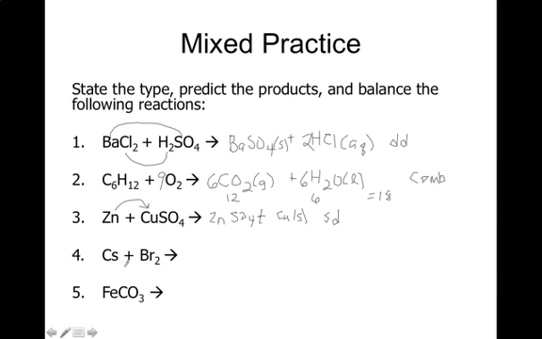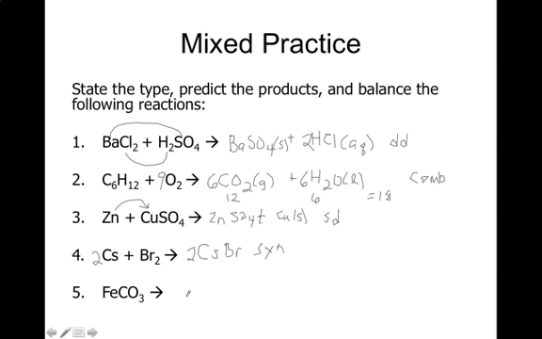Here we have a synthesis reaction where we're forming cesium bromide. For cesium bromide we would have to put a 2 here and a 2 here, and that is synthesis.